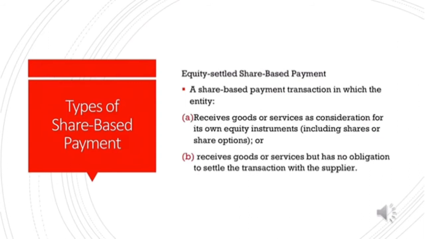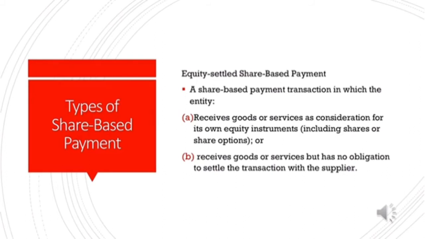Second, equity-settled share-based payment. A share-based payment transaction in which the entity receives goods or services as consideration for its own equity instruments, including shares or share options. The common way to remunerate some employees of big companies is by giving them share options in return for their work for the company.